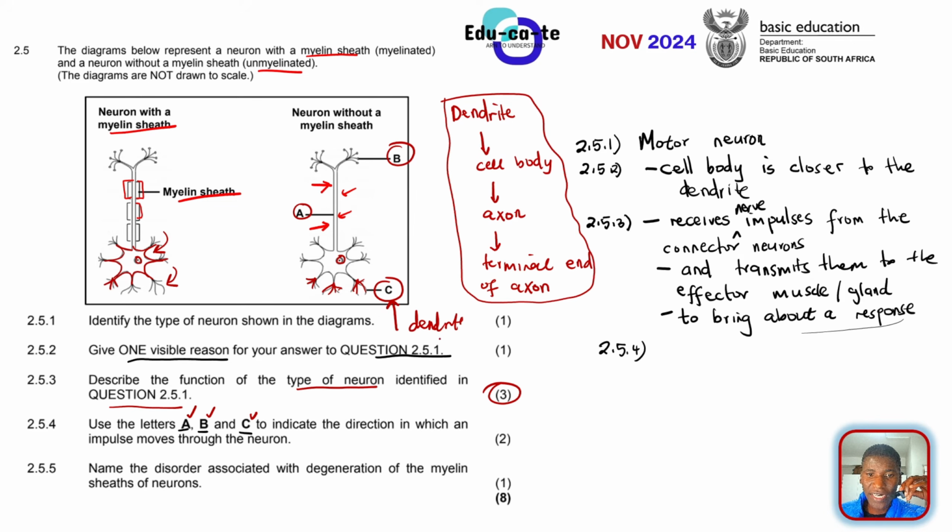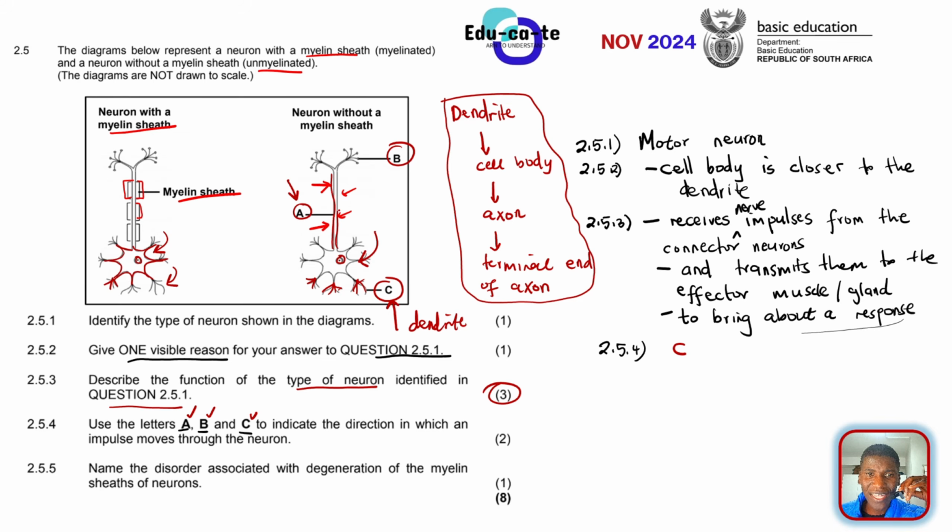Here, part C is the dendrite. So the impulses will first start with the dendrite, part C, which is the correct sequence, and then they will move into the cell body. This is the cell body, but it is not labeled. And from the cell body, they move to part A. You can see that this is part A and it is the axon, because this is the part that is coming from the cell body.